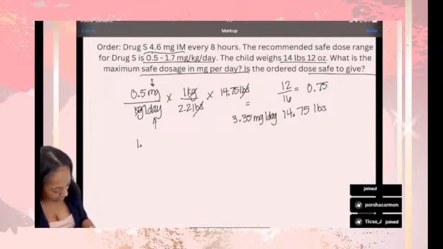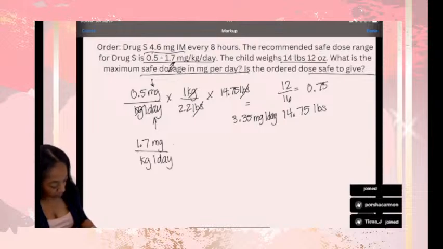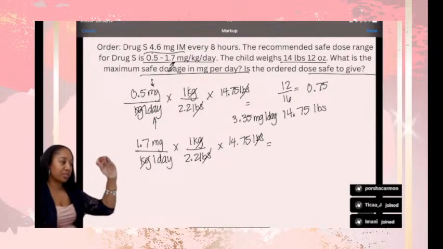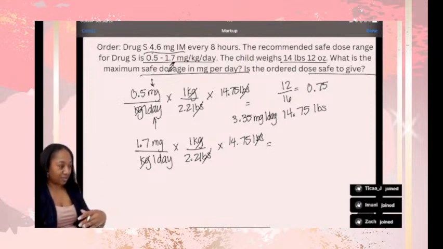So that's the same setup, just using this other number right here. 1.7 milligrams per kilogram per day. Okay, you got 1 kg over 2.2 pounds because we want our kilograms to cross out. We'll put our weight. Our pounds are going to cross out, and we're left with milligrams on the top and days on the bottom.